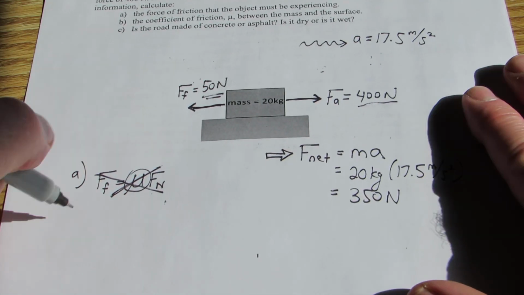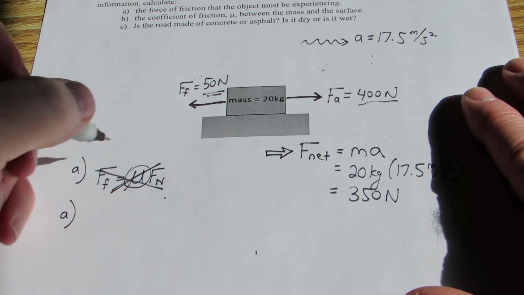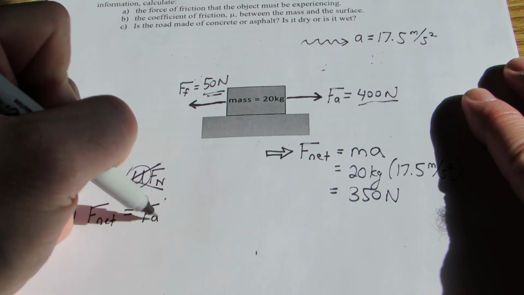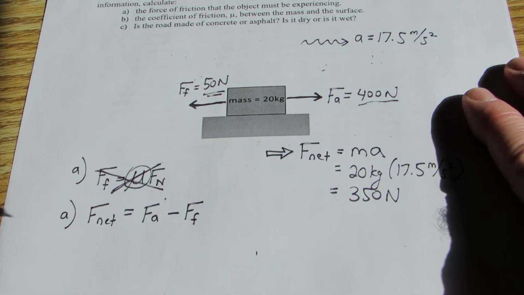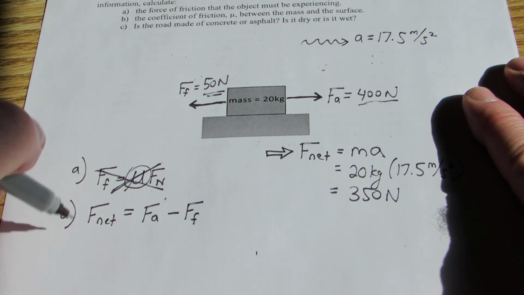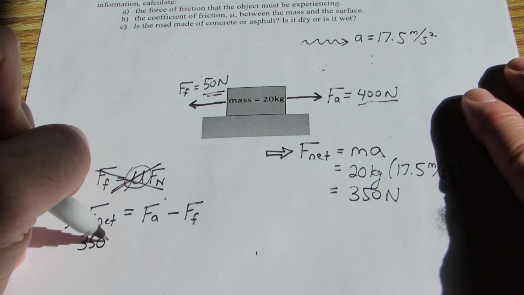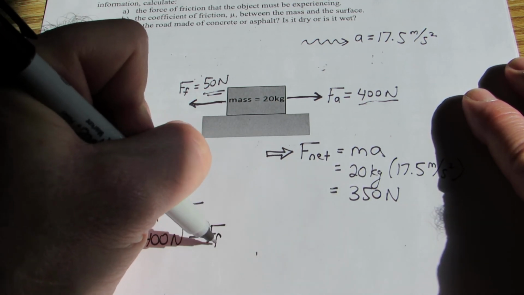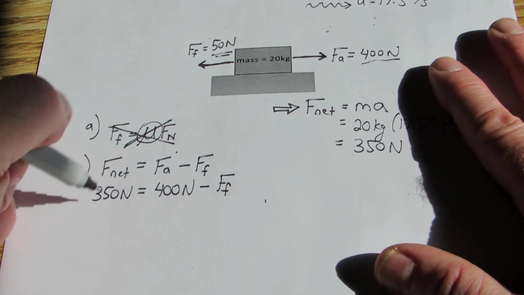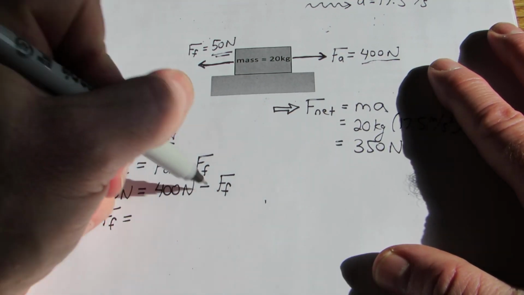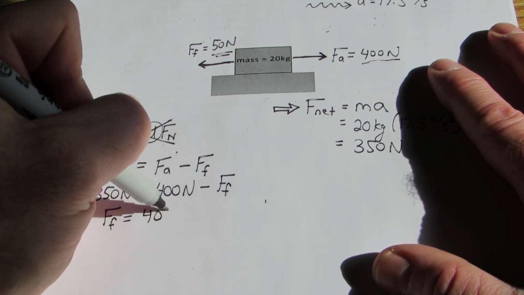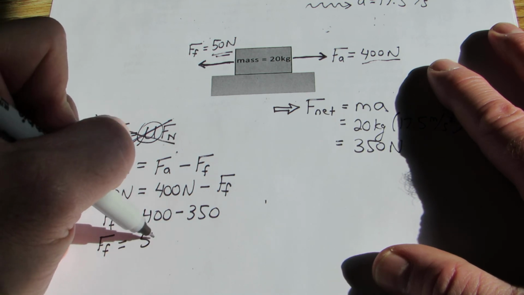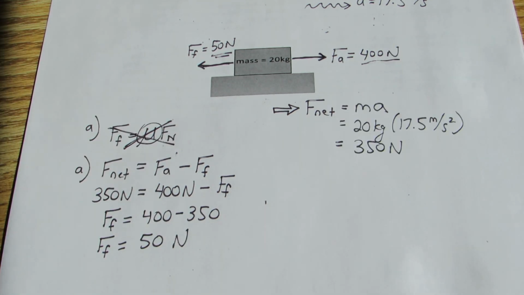Well, step A does ask you to calculate force of friction, and I don't just want to write 50 as an answer, so let me do this. Net force forward is whatever the applied force is minus friction. Rearrange and solve, or I'll just put numbers in. My net force is 350. The applied force is a 400 Newton push. And rearrange that and solve for force of friction. Move things over the equal sign, etc. You're going to get 400 minus 350 for a final answer in the end of 50 newtons. Okay.